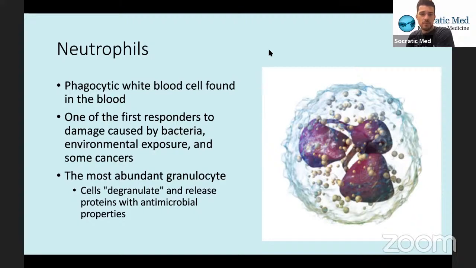And they are the most abundant granulocyte. So a granulocyte is a white blood cell that has granules, and the process is called degranulation, where it releases proteins that are inside of it. A lot of the proteins have antimicrobial properties.